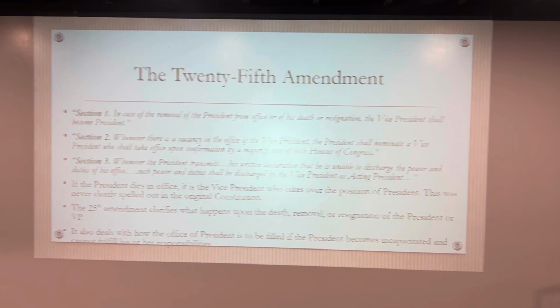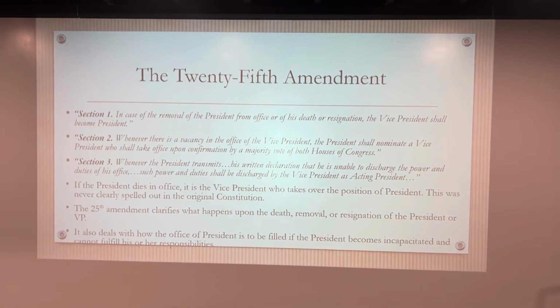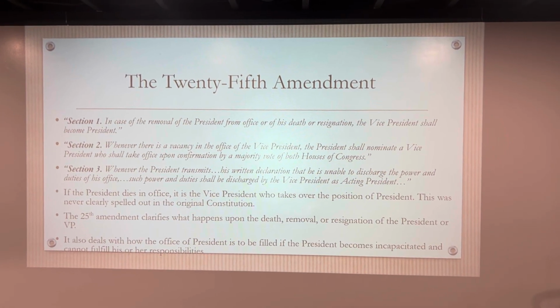The 25th Amendment was caused by the assassination of former President John F. Kennedy.